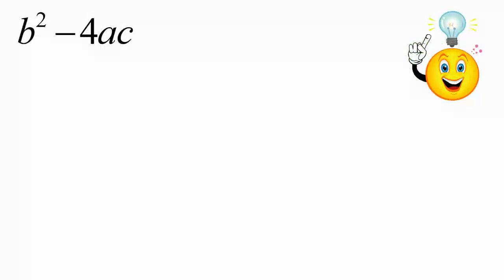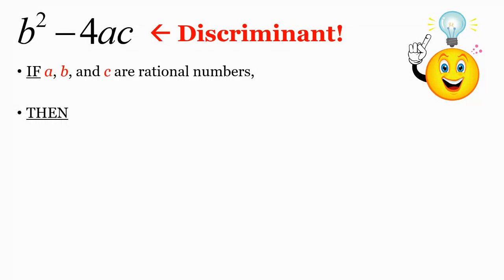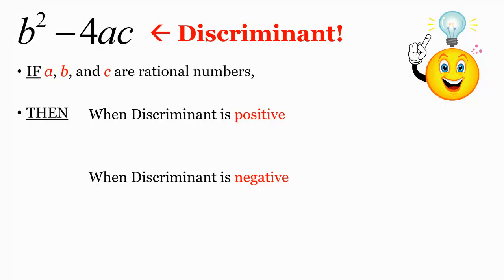Okay, so b squared minus 4ac. Let's talk a little bit more about that. That is called the discriminant. The discriminant can tell us, so if a, b, and c are rational numbers, then when the discriminant is positive, when the discriminant is negative, and when the discriminant is 0, we can tell different things, right? So this is the part that's under the radical. Notice the radical is not part of this. b squared minus 4ac. It's not the square root of b squared minus 4ac. It's the part that I would be taking the square root of.